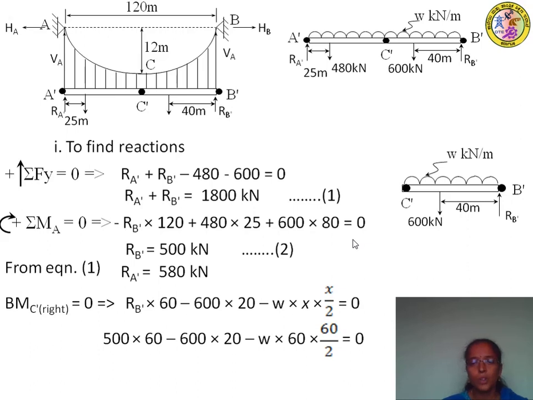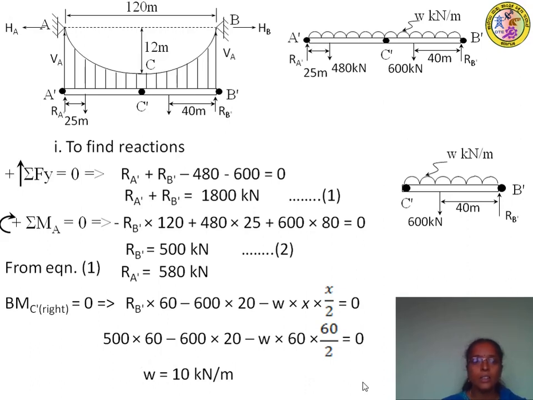So let us substitute, since we have considered the section X as at the C dash position, therefore X value as 60 meter, therefore 500 into 60, RB dash is 500, 500 into 60 minus 600 into 20 minus W is unknown and X value is 60 into 60 by 2. So if you simplify it, you will get the intensity of UDL as 10 kilonewton per meter.